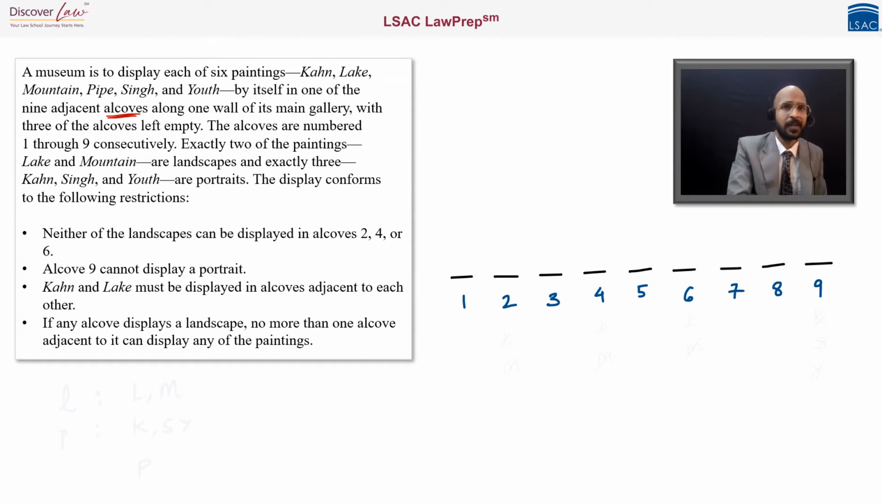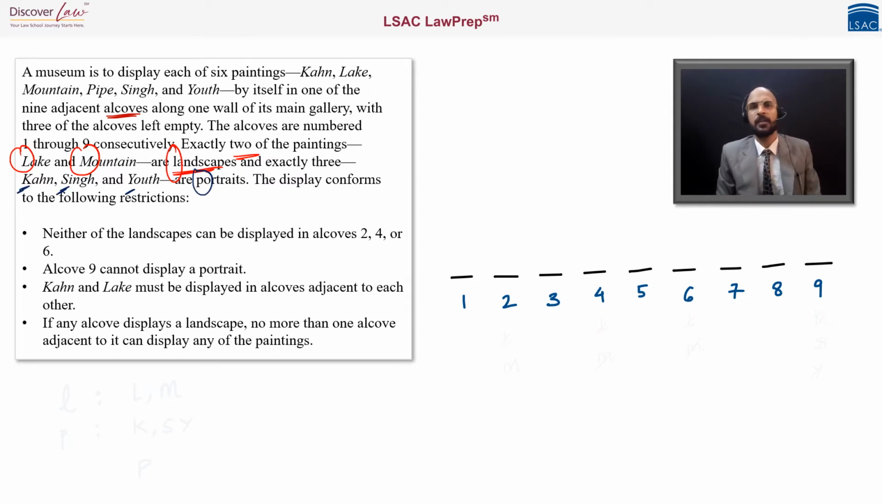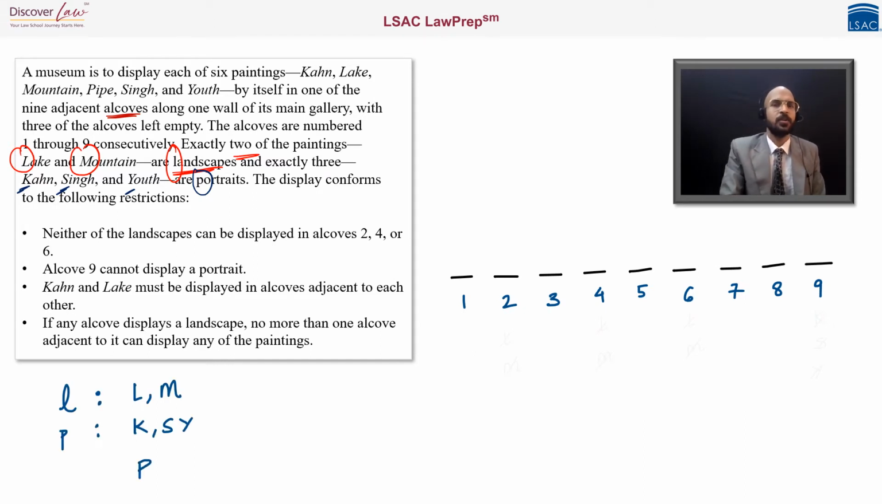Okay. It says that exactly two of the paintings, capital L and capital M, are landscapes. Let's represent landscape by a small l, the lowercase l. So L and M are landscapes, and exactly 3, it tells you that K, S and Y are portraits. Let's tabulate this now. So we know that landscapes, L in the lowercase, P in the smaller case for portraits.